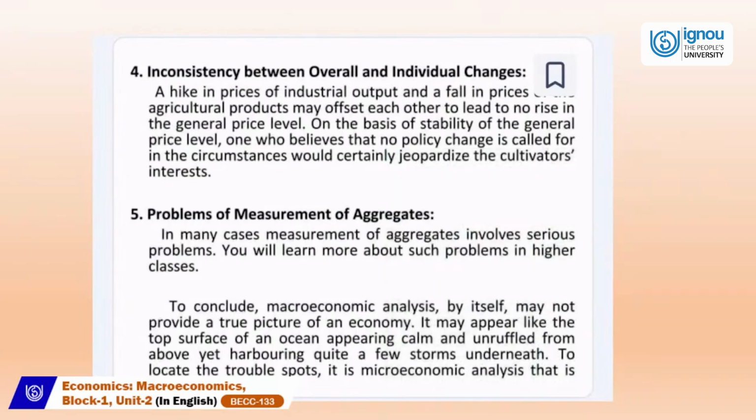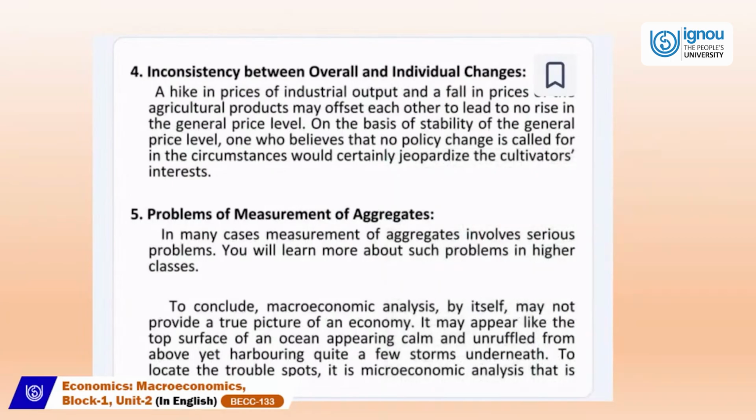So there is an inconsistency between changes at a macro level and changes at an individual level. It doesn't mean there would be consistency between decisions related to the general price level and any individual price level. It is never consistent. So if there is any policy change, it doesn't mean that it will harm the cultivator's interest, or that it couldn't be harmed. There is always an inconsistency between all these changes.